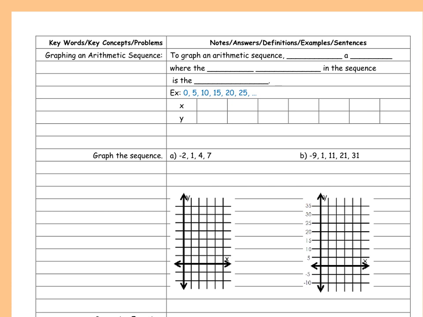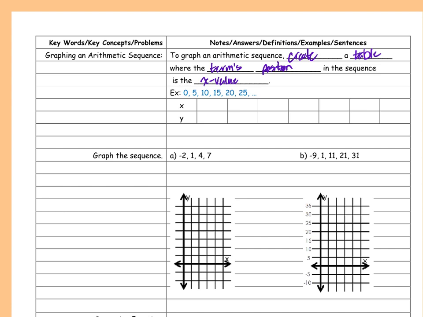I know, so sad. To graph an arithmetic sequence, create a table. So we're going to create a table where the terms, T-E-R-M, terms, position in the sequence is the X value. Okay, so here's my sequence, 0, 5, 10, 15, 20, 25.